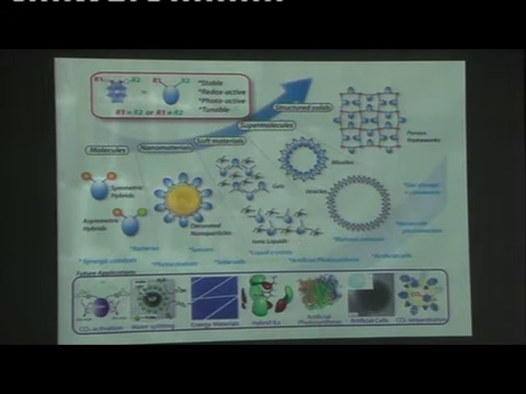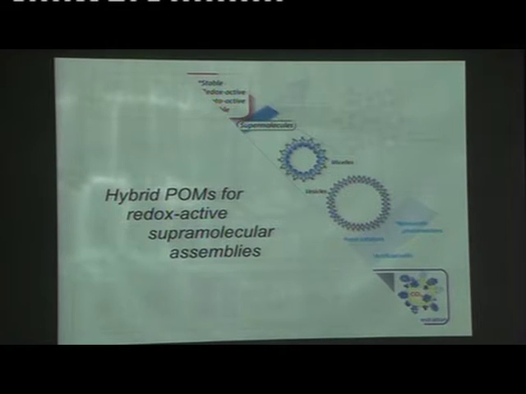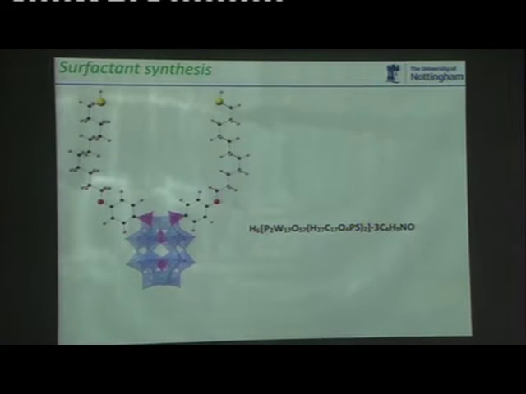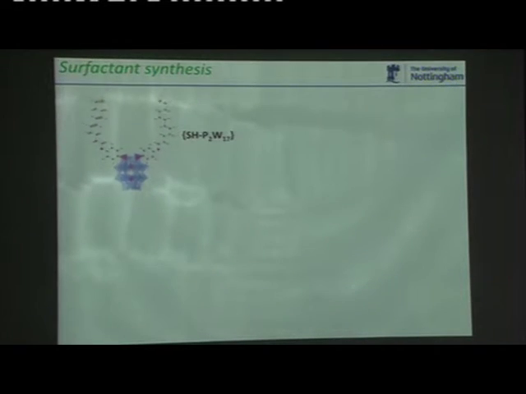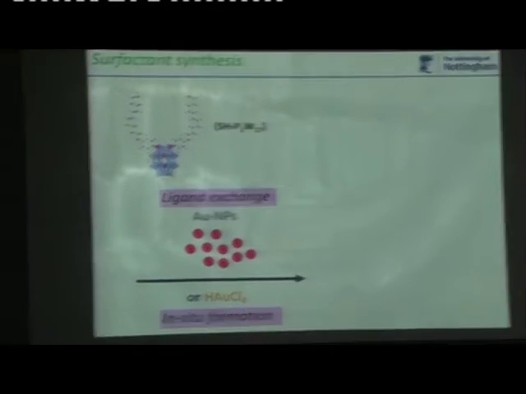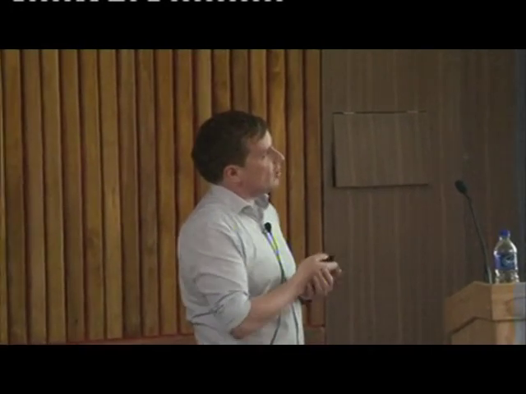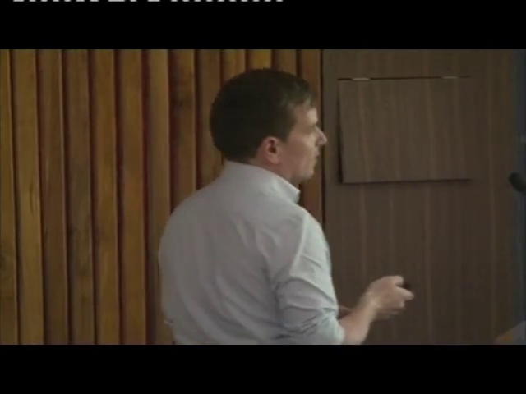The final area I want to talk about, if we just go back to the scheme of where we're looking. In this situation, we're going to look at some more soft materials. Hybrid POMs for redox active supramolecular assemblies. This work started off with this molecule here, long chain thiols attached to a polyoxometalate. And we were basically interested in the idea of nanoparticle exchange, which has been done before by Weinstock and others. But we were interested for different catalysis reasons. Our idea was to take the polyoxometalate to stabilize the nanoparticles like this. And so that's our concept.